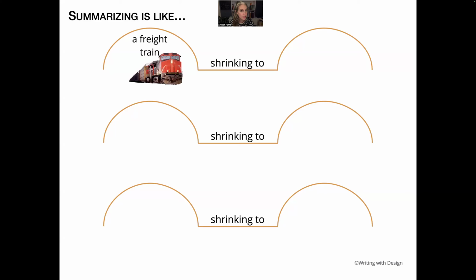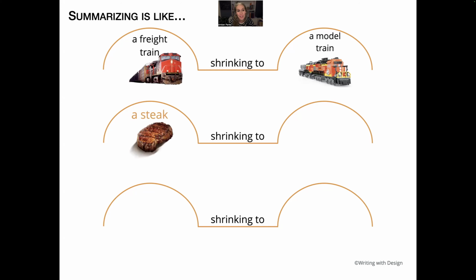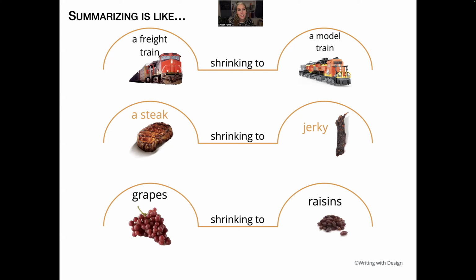So a few more just to get our brain thinking in summarizing fashion. We've got a freight train. If we shrink that down, what could we get? A model train. A steak, if we shrink it down, a piece of jerky. And lastly, grapes. We shrink those down, some raisins. Yep. So we like to tell students that summarizing is like taking grapes and turning them into raisins, or it's the raisin to the grape, right?